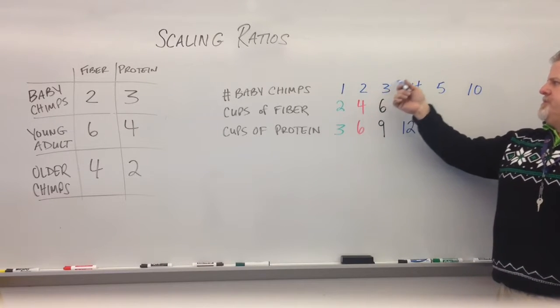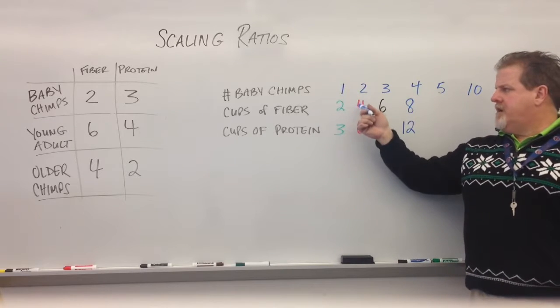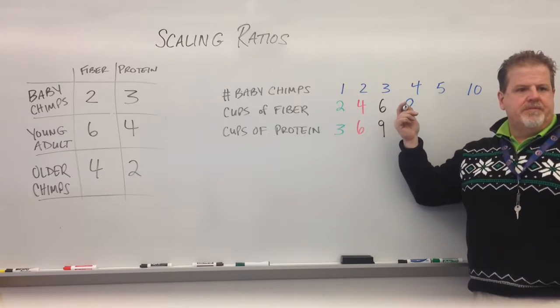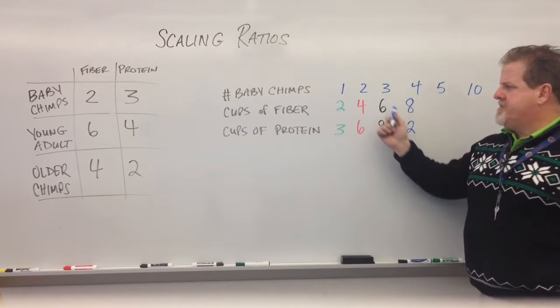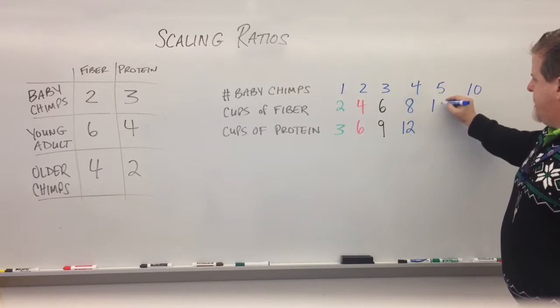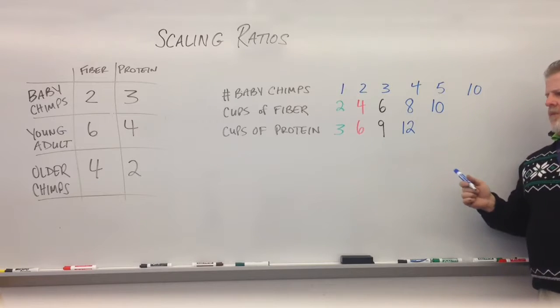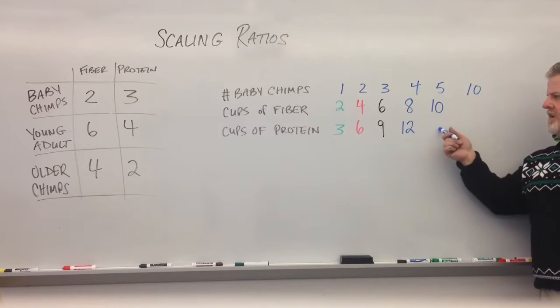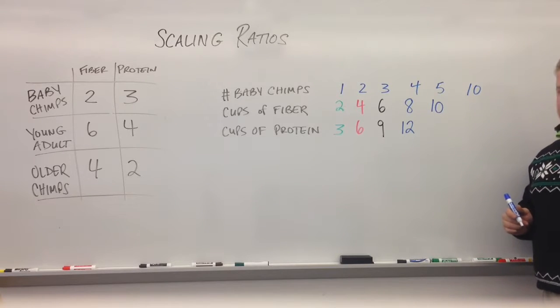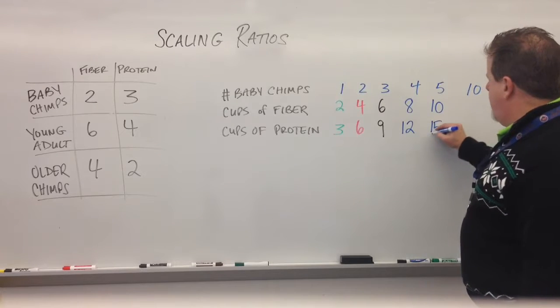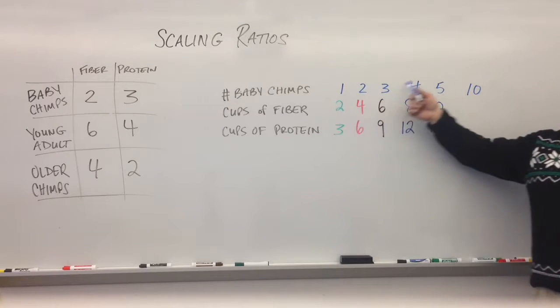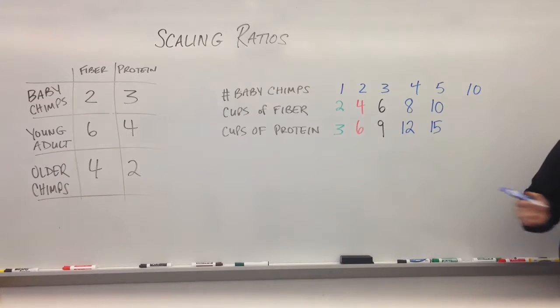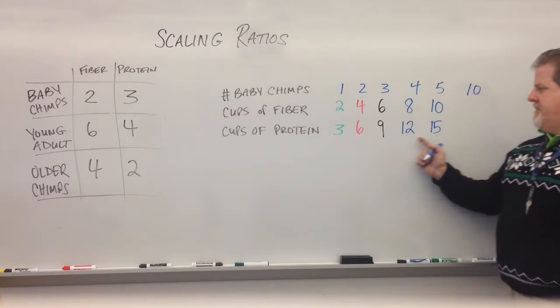As the number of chimps was going up by 1, the cups of fiber is going up by 2. So Carly's got 10 cups of fiber. And what about the pattern for the protein? Stay with it, Carly. What'd you have for the protein? I had 15. And what's the pattern there? As the number of baby chimps goes up by 1, the number of cups of protein is going up by what? 2? No, 3. 3, right? 3, 6, 9, 12, 15, etc.